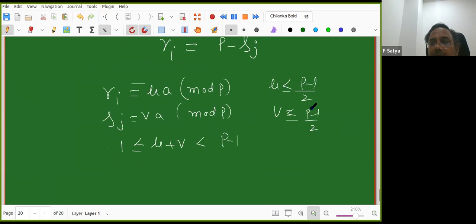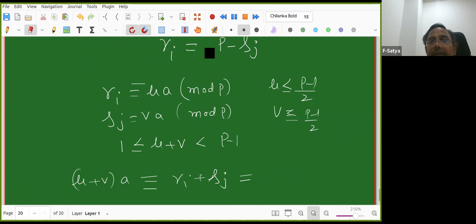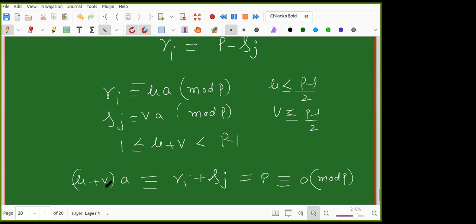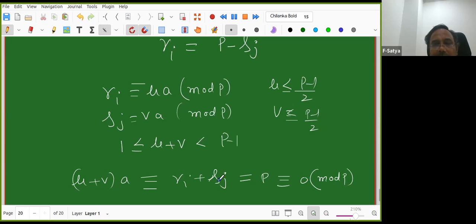Yes, because U and V are different. So as a congruence, what happens? U plus V into A is congruent to Ri plus Sj. But this is equal to what? Ri plus Sj is equal to P, so it is congruent to 0 mod P. That means P divides U plus V into A. But what is the GCD of A and P? 1.